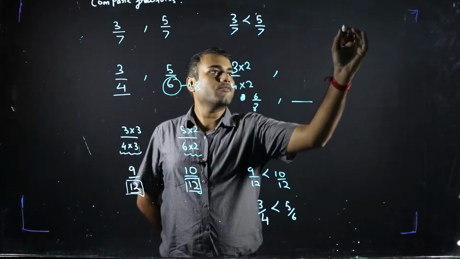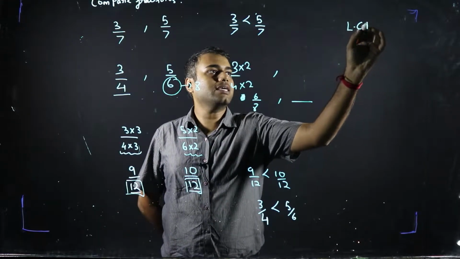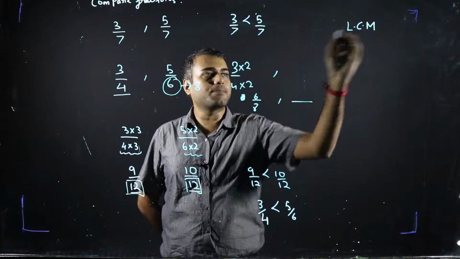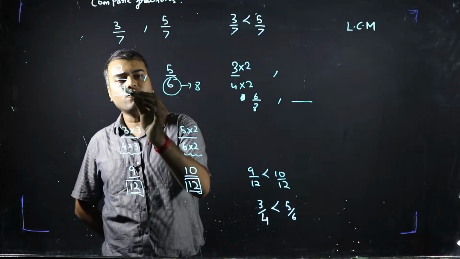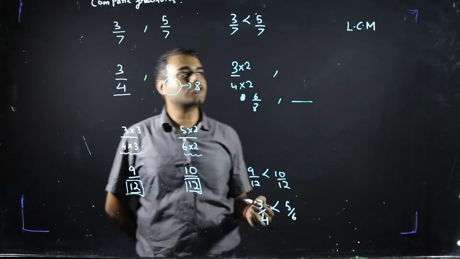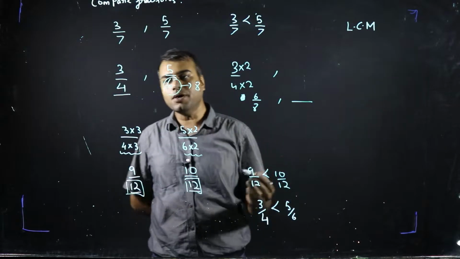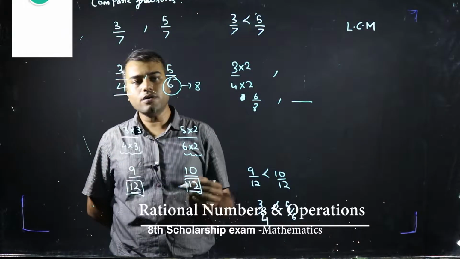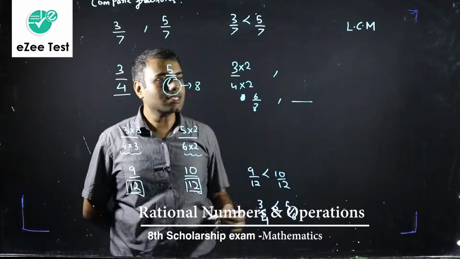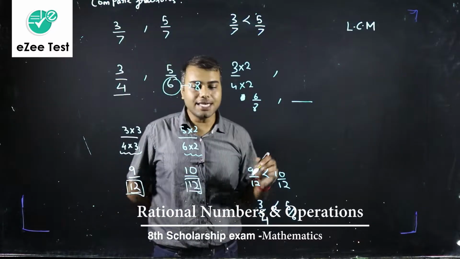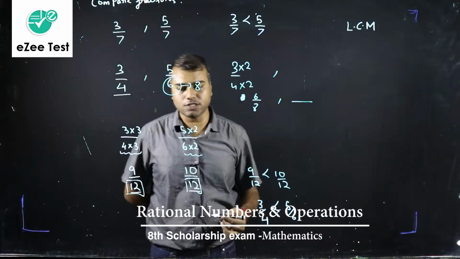What do we have to think? We have to think about LCM, least common multiple. Least common multiple of 4 and 6. What does least common multiple mean? A number which comes in the table of 4 as well as in the table of 6, and it should be of the least possible value.